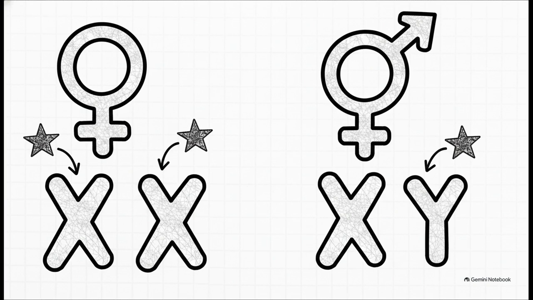Sex-linked traits are tied specifically to the X or Y chromosomes. Since females typically have two X chromosomes and males typically have one X and one Y, the inheritance patterns completely change. X-linked traits can affect both males and females, though often in different ways. But because the Y chromosome is exclusively male, Y-linked traits only ever affect males.